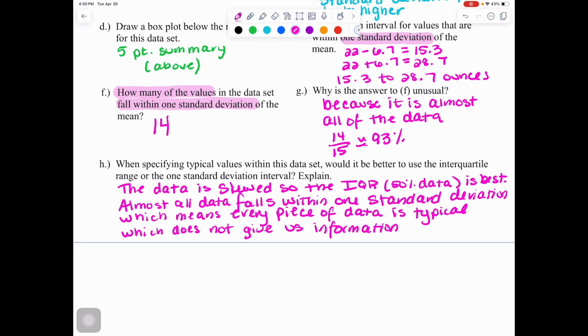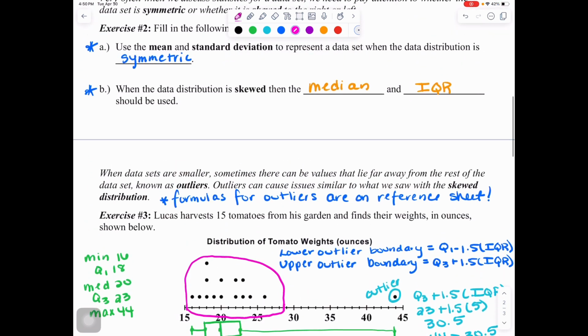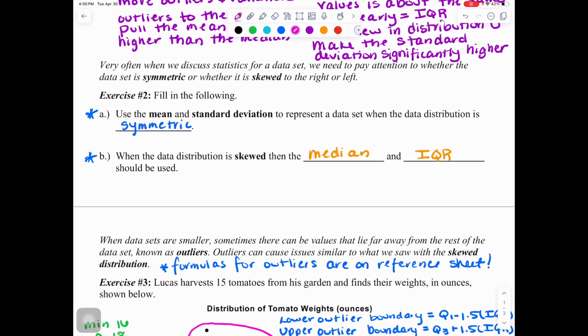So again, using an example to prove to you why you have to think about what you should be using in each scenario. And I would say this statement here in exercise 2 is just the summary and the most important thing from this lesson. So you have symmetric data distributions and skewed distributions. If it's symmetric, you should use the mean and standard deviation. And if it's asymmetric or skewed, you should use the median and the IQR. And that concludes our lesson on data distribution shapes.